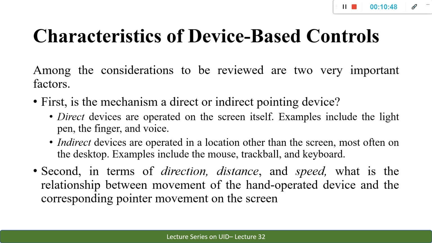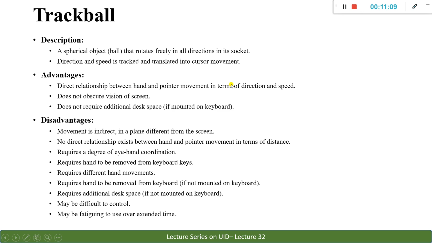So based on this, we can have a list of devices and we'll start learning about these devices. Today we'll be covering only 4. In the next class we'll cover the other 4. So there are totally 8 devices. Let us go with the first one, and that first one is called a trackball.